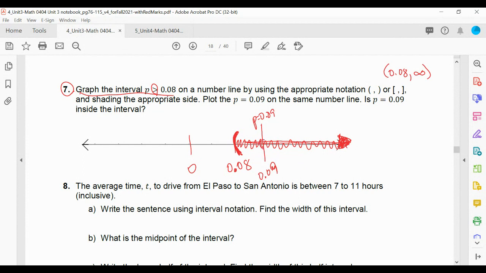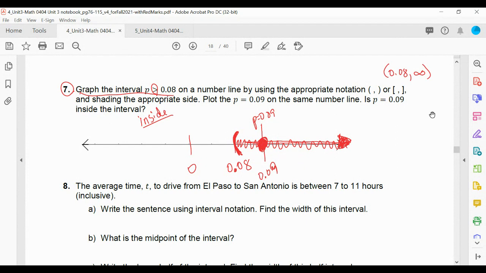If we plot that point here, you might want to use a different colored pen or pencil. I just have red here. The question is asking now, is that point inside or outside of the interval? And of course, that's correct. It's not outside, it is inside.